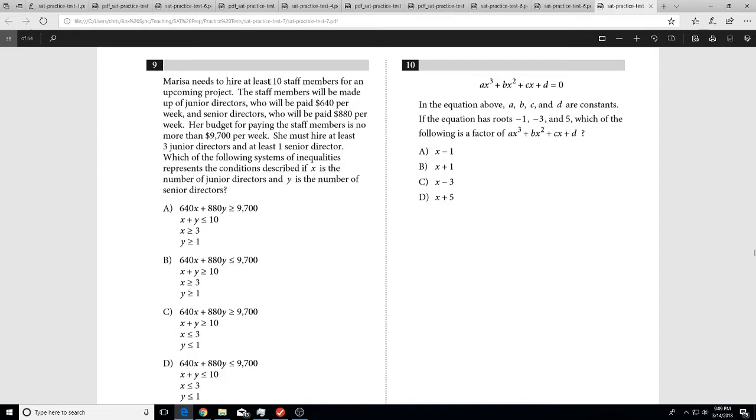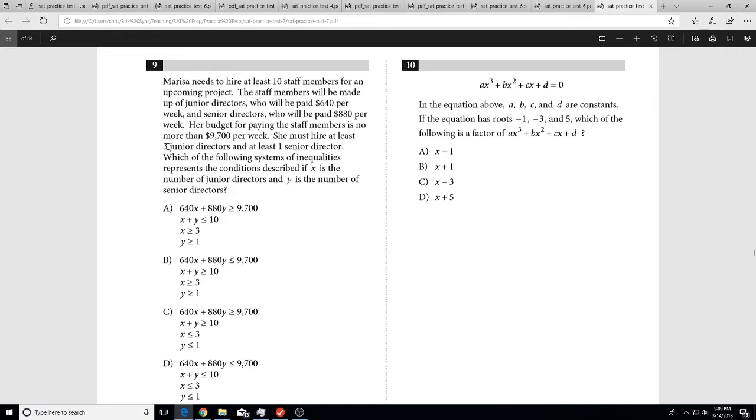Marissa needs to hire at least 10 staff members for an upcoming project. The staff members will be made up of junior directors who will be paid $640 per week, and senior directors who will be paid $880 per week. Her budget for paying the staff members is no more than $9,700 per week. So this means I cannot spend more than this amount of money.